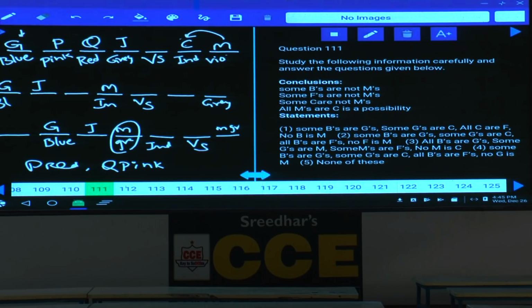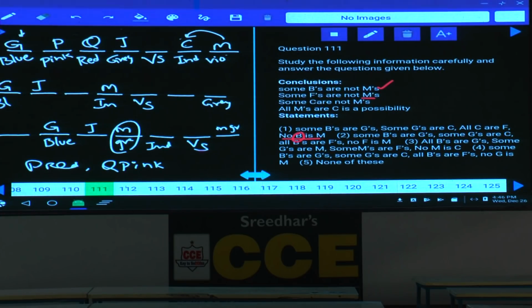Now if you observe here in question number 111, there are 3 negative conclusions given, isn't it? As no B is M, some B's are not M, C is definitely true. First conclusion can be drawn. Then F and M, some F are not M. No B is M, and the next information must be between B and F. M must be present as it is, B should go, F should come. Now the relation between B and F, no statement has been given, that is choice 1 is ruled out.